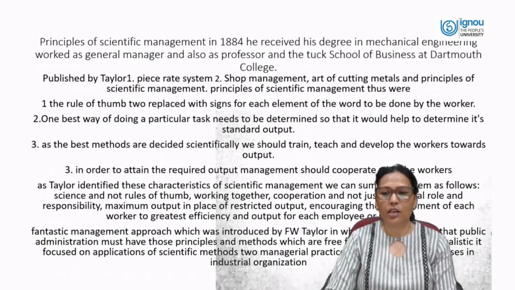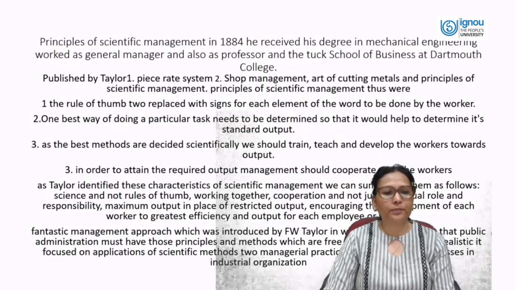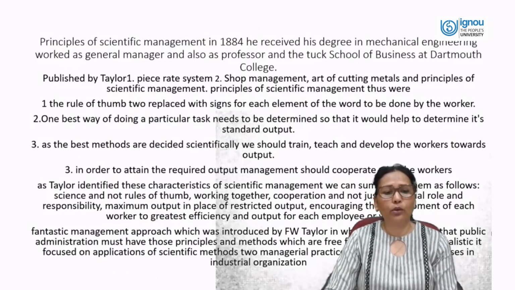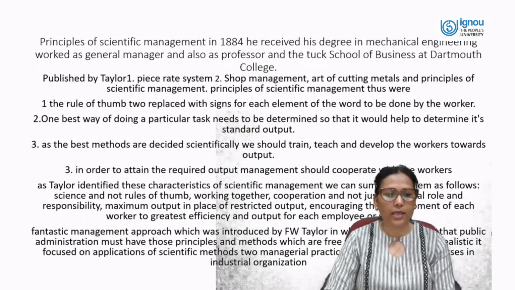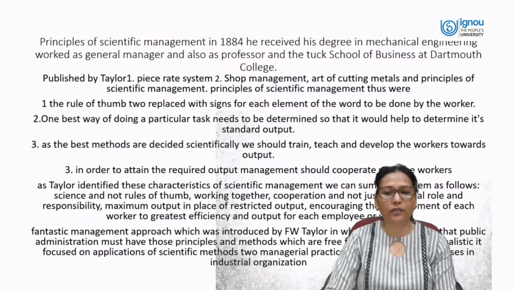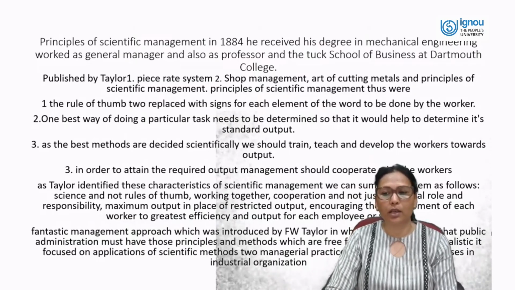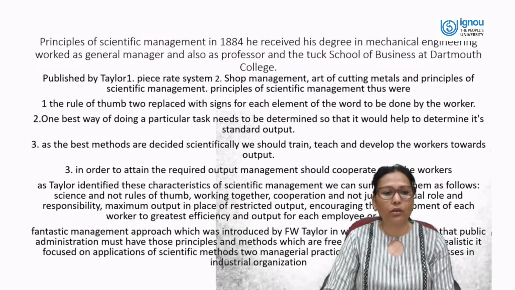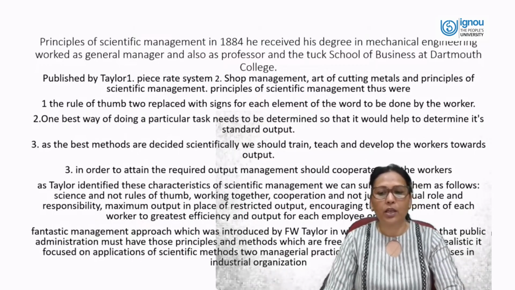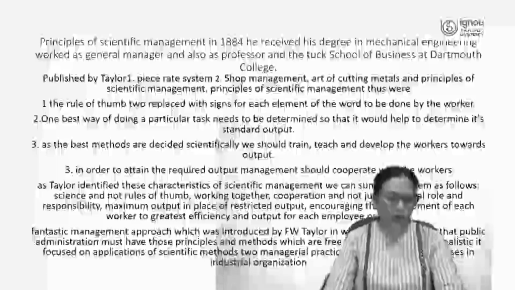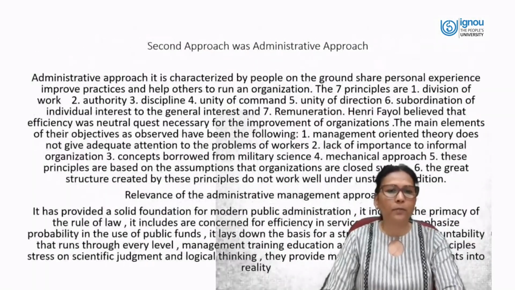We should train, teach, and develop the workers towards output. Fourth, in order to attain the required output, management should cooperate with the workers. As Taylor identified these characteristics of scientific management, we can summarize them as follows: science and not rule of thumb, working together, cooperation and not just individual role and responsibility, maximum output in place of restricted output, encouraging the development of each worker. That was scientific management.